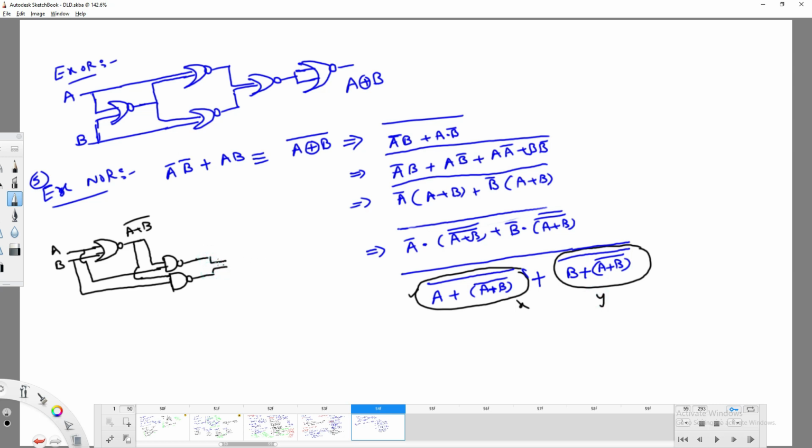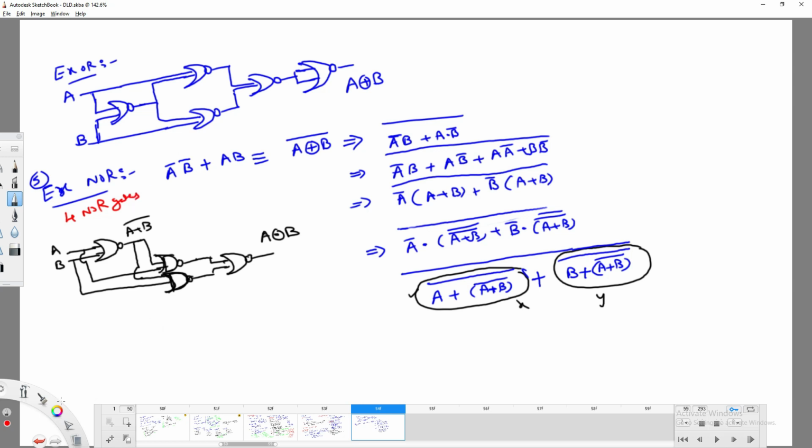I need to perform a complement operation. Guys, this should be XOR. Finally, you are going to get a XOR with b, right? So in order to implement XNOR, how many NOR gates are required? 4 NOR gates are required.